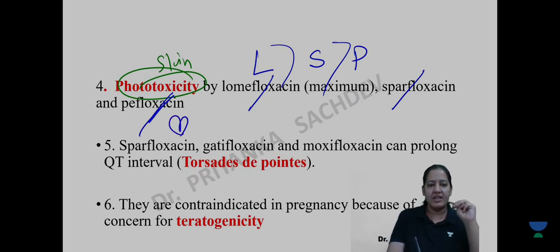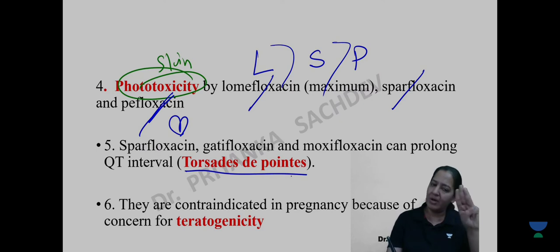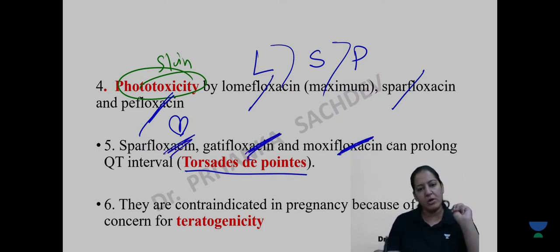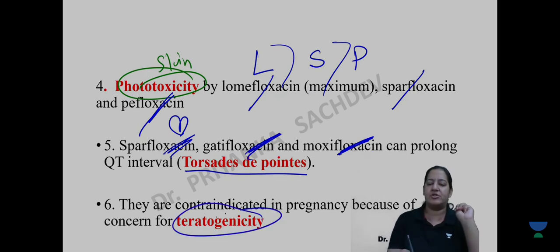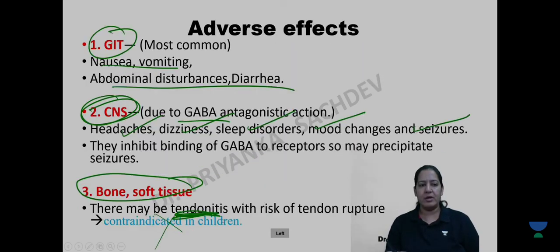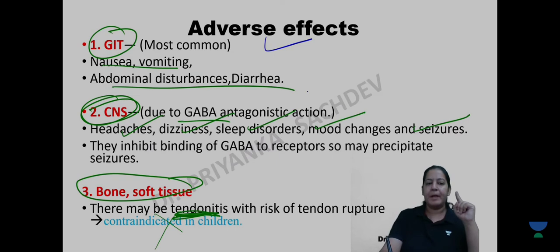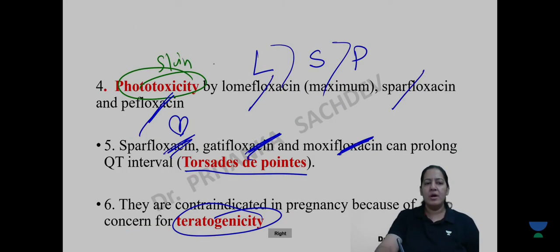Coming on the heart. In the heart, they cause torsades de pointes. Only three cause torsades: Sparflox, Gattiflox, and Moxiflox. Not all. They are also teratogenic. So learn the six systems. What are the six systems? GIT, brain, bone soft tissue, heart, skin, and pregnancy.